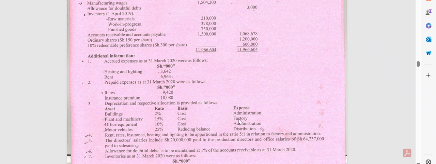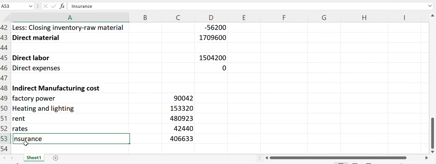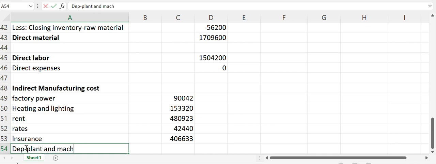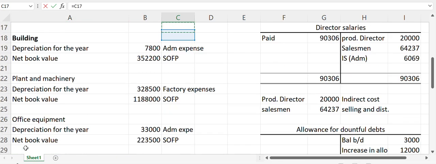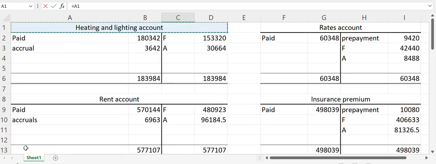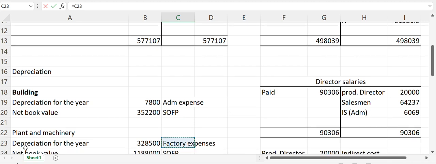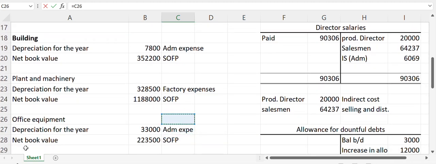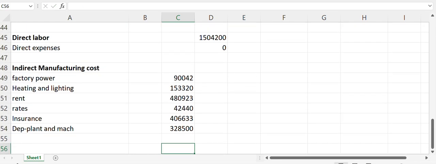Then remember there was also depreciation of plant and machinery, which belongs to the factory. Let us find the depreciation, plant and machinery. Here it is, yes. Put it there.